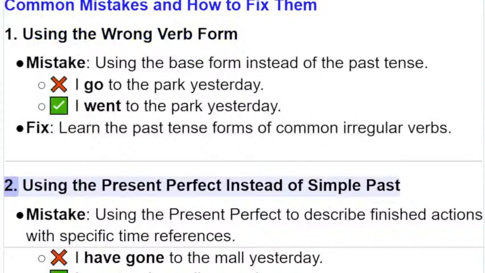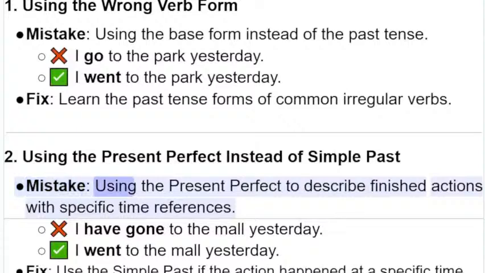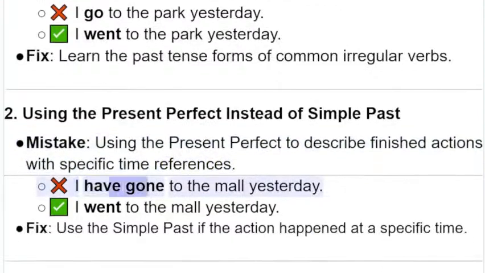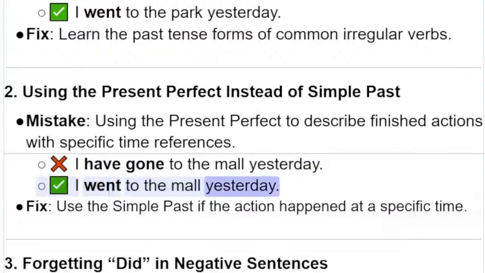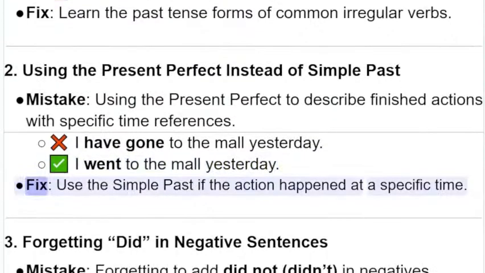2. Using the present perfect instead of simple past. Mistake: using the present perfect to describe finished actions with specific time references. I have gone to the mall yesterday. I went to the mall yesterday. Fix: use the simple past if the action happened at a specific time.